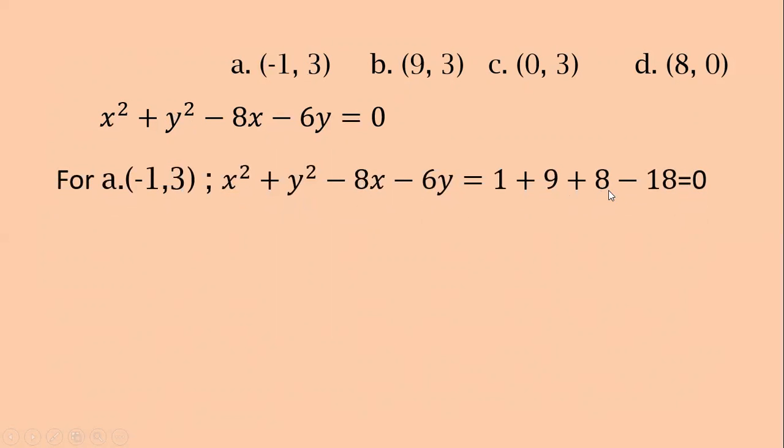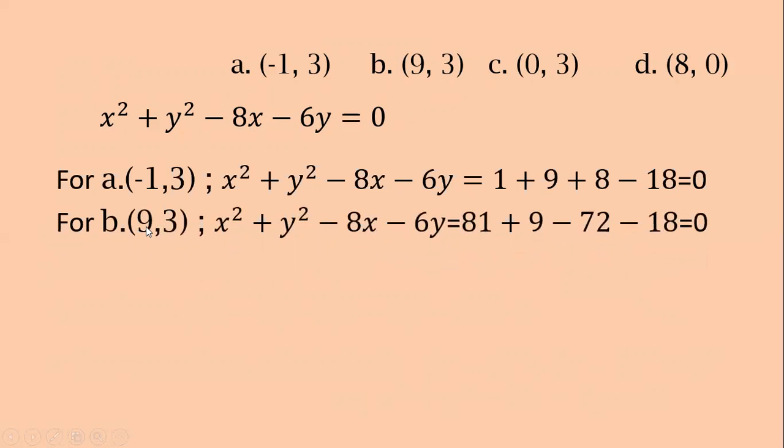We get it is 0. If we put minus 1 in place of x and 3 for y, we get 0. That means minus 1, 3 is on the circle. Now what about B? x is equal to 9 and y is equal to 3. Putting this, 81, then 9, minus 72 and minus 18. So it is 90 and it is 90. So it is also 0. So B is also on the circle.